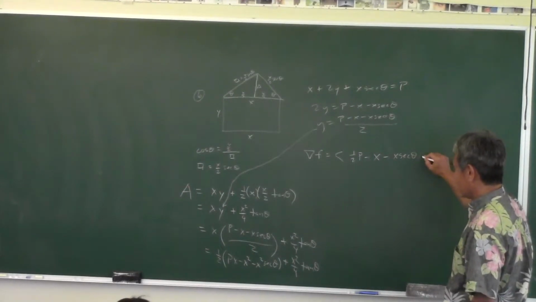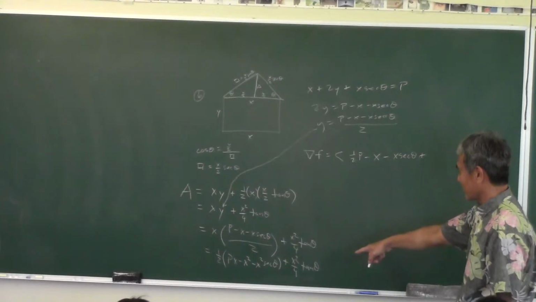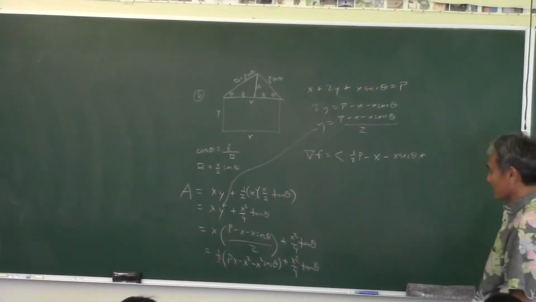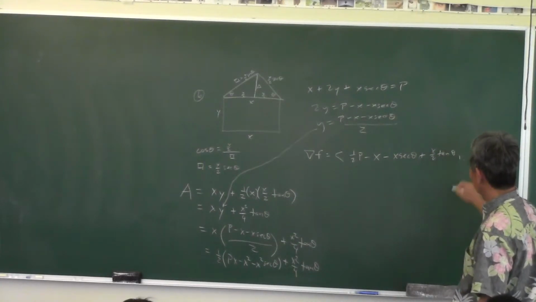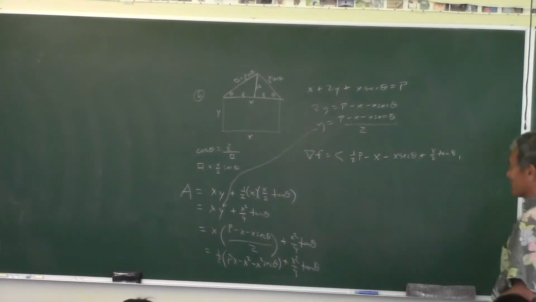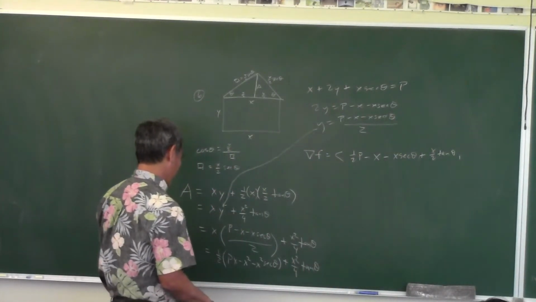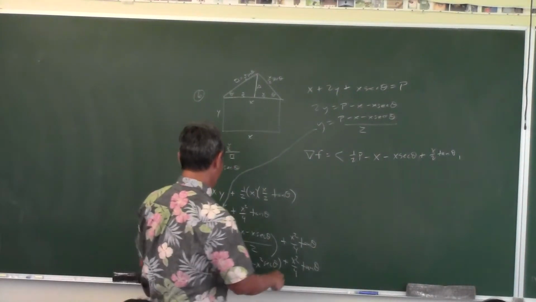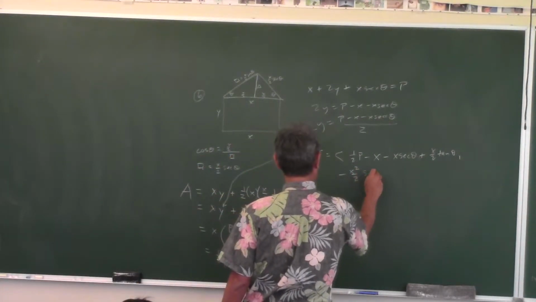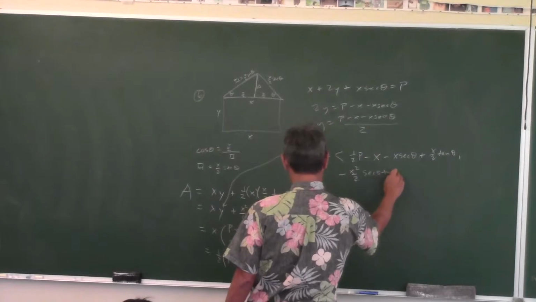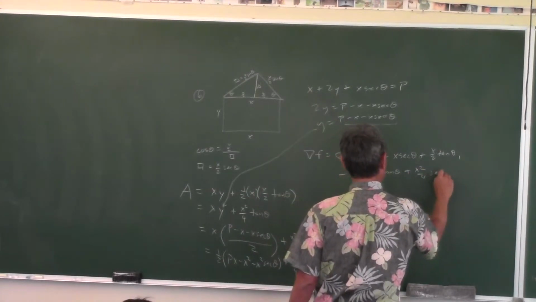Oh, we're not done yet. Plus, what's the gradient? The partial with respect to x of the second term: x over 2 tan theta. Correct? Okay, now take the partial with respect to theta. So the first is going to be 0. So you're going to get minus x squared over 2 secant theta tangent theta plus x squared over 4 secant squared theta.